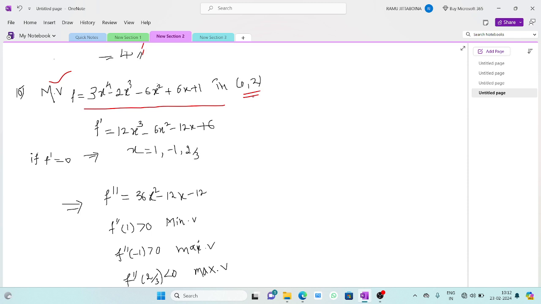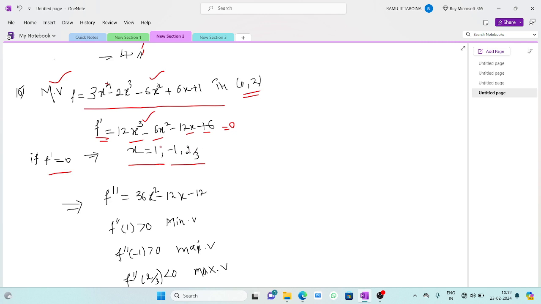Whenever minimum values of one-variable functions come, you have to proceed this way. We differentiate once with respect to x, because we have only x terms here. So I will get 12x cube minus 6x square minus 12x plus 6. You have to equate this to 0. You will get 3 points because it is a cubic polynomial, so you will get 3 roots or 3 zeros: x equal to 1, minus 1, 2 by 3.